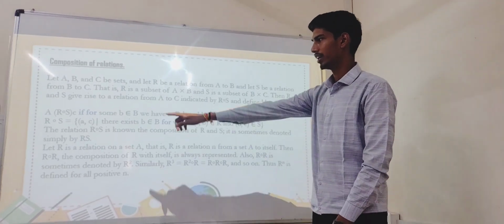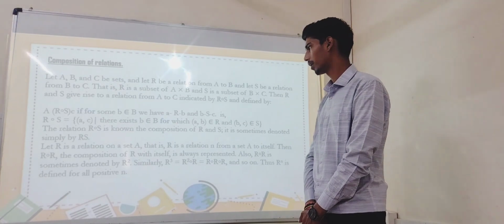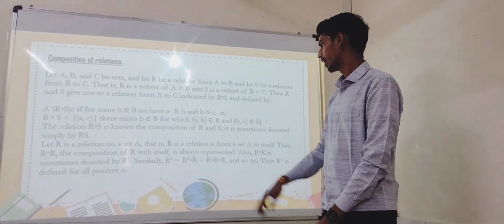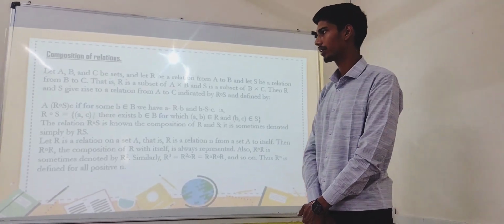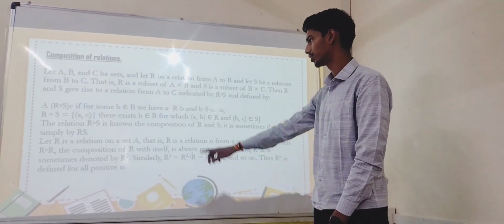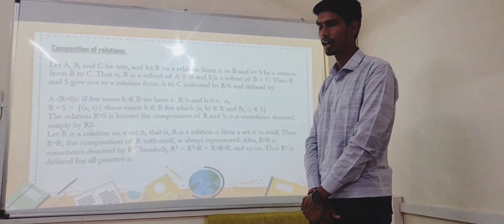That is, (a, c) belongs to R dot S if there exists b belongs to capital B for which (a, b) belongs to R relation and (b, c) belongs to S. The relation R dot S is known as the composition of R and S. It is sometimes denoted simply by RS.